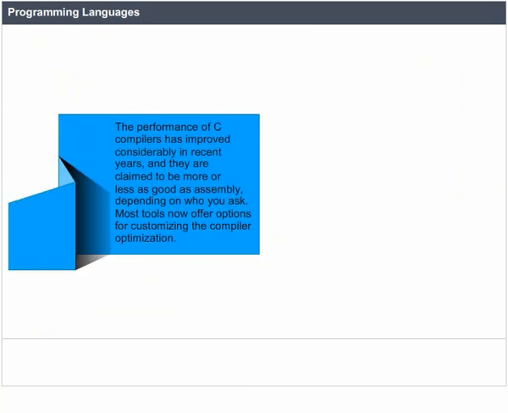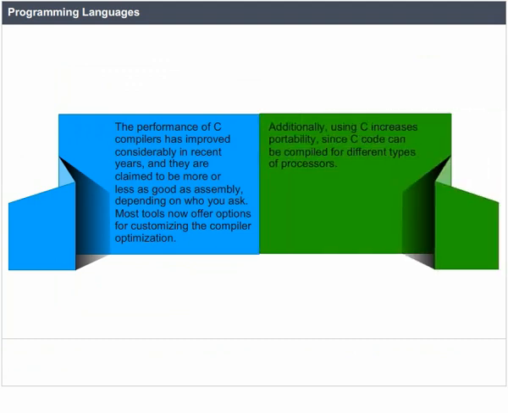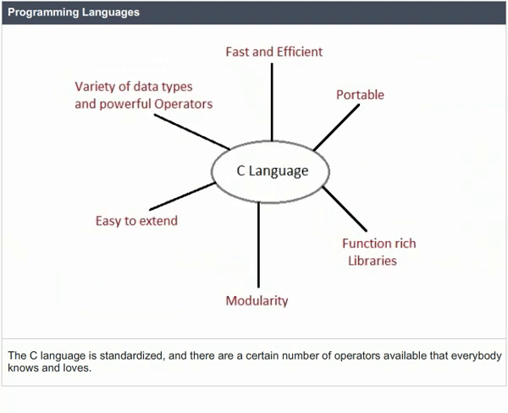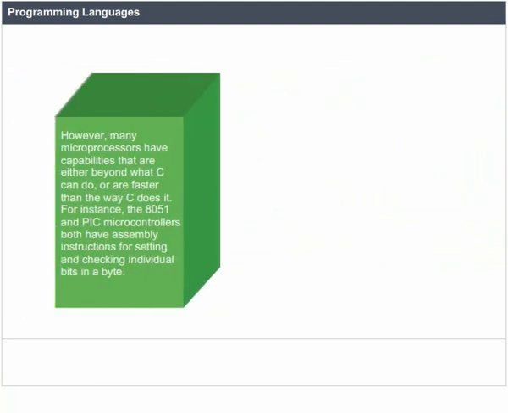The performance of C compilers has improved considerably in recent years, and they are claimed to be more or less as good as assembly, depending on who you ask. Most tools now offer options for customizing the compiler optimization. Additionally, using C increases portability since C code can be compiled for different types of processors. The C language is standardized, and there are a certain number of operators available that everybody knows and loves.